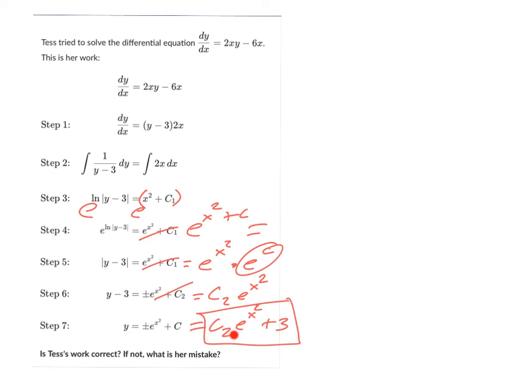And again, that C2 is just because the C has changed. It doesn't really matter. Just so that you know, whatever you got for a C there is not the same thing as the C here or here. But so you have some constant times e to the x squared plus 3. That's going to be your original function.